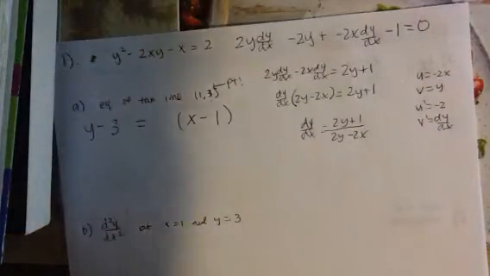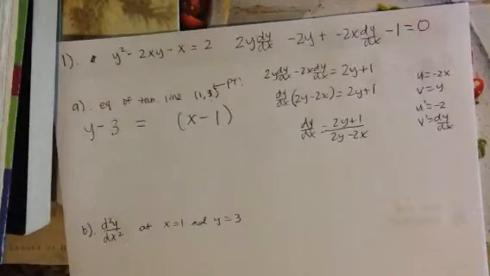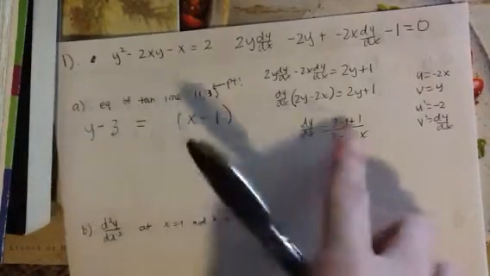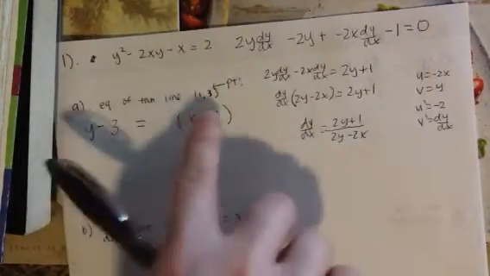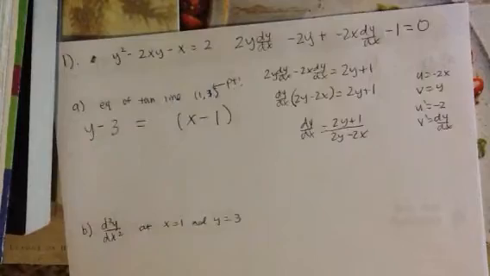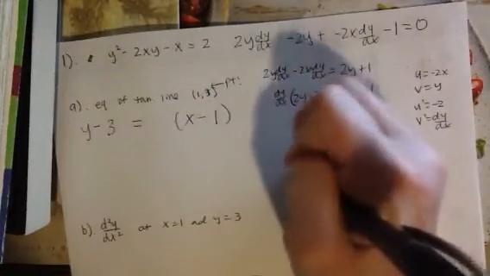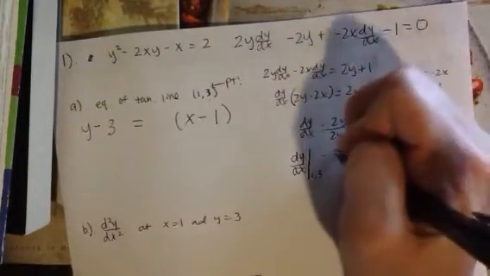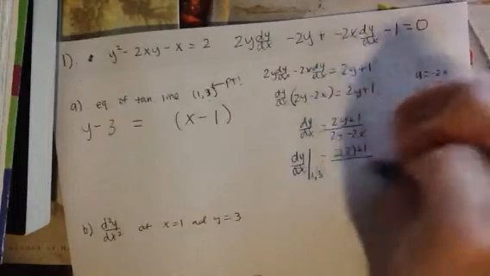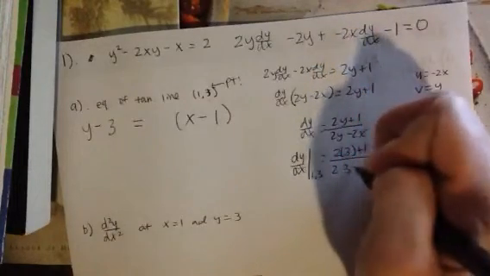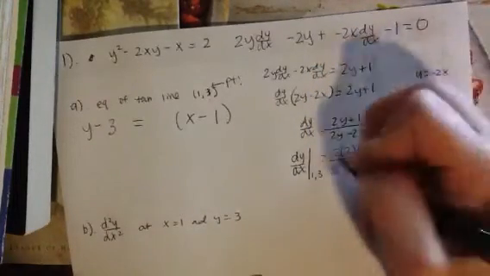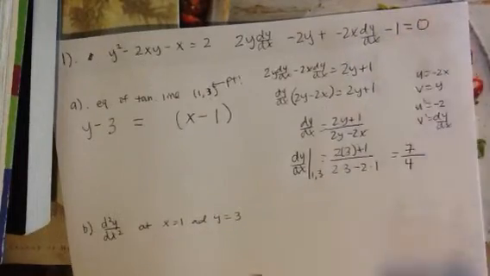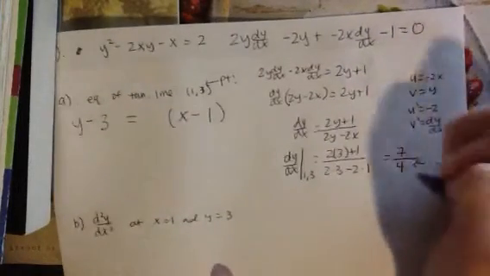Now I have my dy/dx, and what I want to do is actually get what dy/dx is at this point. Remember, this represents your slope. I want the slope particularly at the point (1, 3). So I'm going to plug in: dy/dx at the point (1, 3) is 2 times 3 plus 1, over 2 times 3 minus 2 times 1. This is 6 plus 1, which is 7. This is 6 minus 2, which is 4. So this right here is my slope.